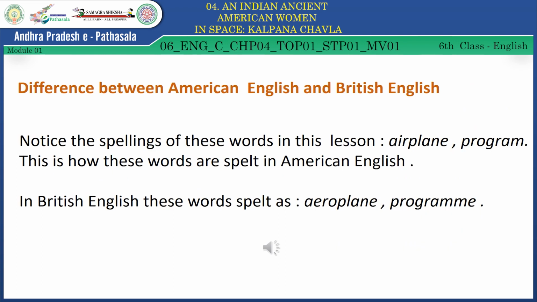Difference between American English and British English. Notice the spellings of these words in this lesson. Airplane, program. A-I-R-P-L-A-N-E, airplane. P-R-O-G-R-A-M, program. This is how these words are spelled in American English. In British English, these words are spelled as A-E-R-O-P-L-A-N-E, aeroplane. P-R-O-G-R-A-M-M-E, programme.